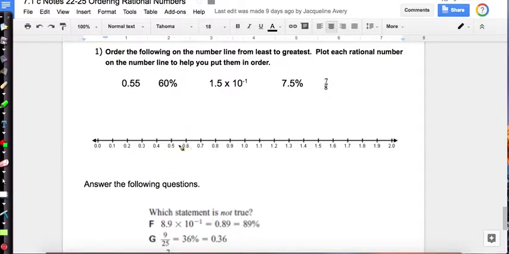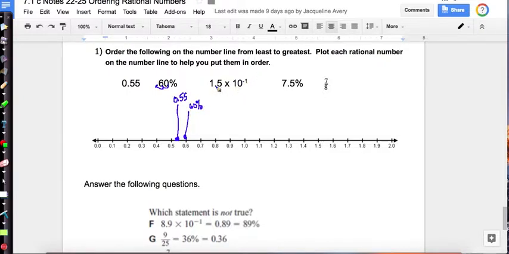Good, between the 5 and the 6, because this is 50 hundredths, this is 60 hundredths. So I can put it right in the middle. And let's write 55 hundredths. Okay, where would 60% go? Change it to a decimal, it would be 0.60, which would go right here. So we can label that 60%.